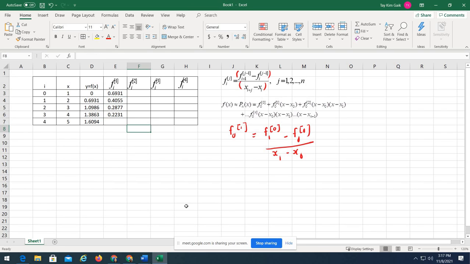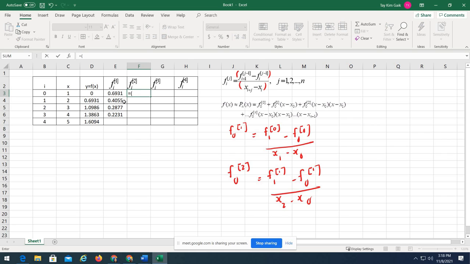So you can see quickly you get the values for the first level, and then the second level. F02 will be F1 at the first level minus F0 at the first level, divided by 0 plus 2, so x2 minus x naught. So you key in the formula.